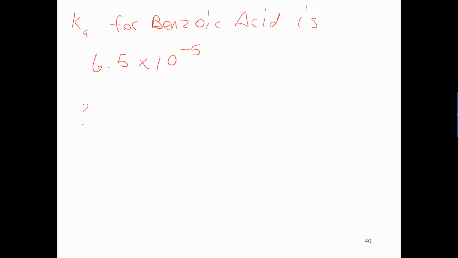Ka for benzoic acid is 6.5 times 10 to the negative 5. What is the pH of a 0.1 molar solution? So you have a 0.1 molar solution of benzoic acid. The Ka is 6.5 times 10 to the negative 5. What's the pH?